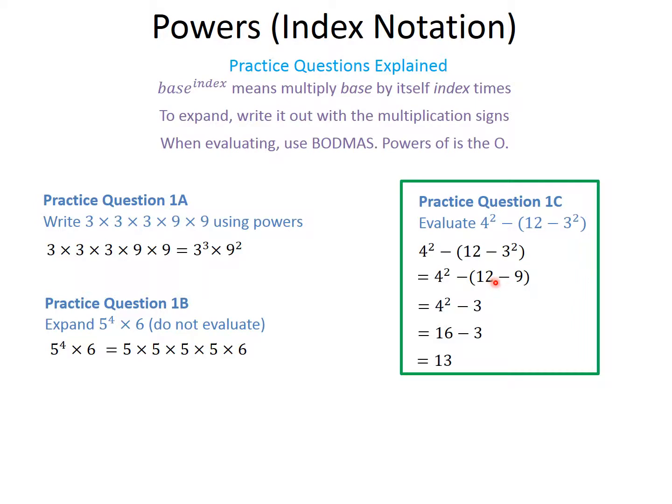Now I can work out the 12 minus 9, because that's still in brackets. 12 minus 9 is 3, so I wrote that down, and the 4 squared just stayed the same. Now that I've dealt with all the brackets, what have I got left? I've got a powers of and a minus. So the powers of goes first. 4 to the power of 2 is equal to 16, and then I can do my minus 3 here. So 16 minus 3 is equal to 13.